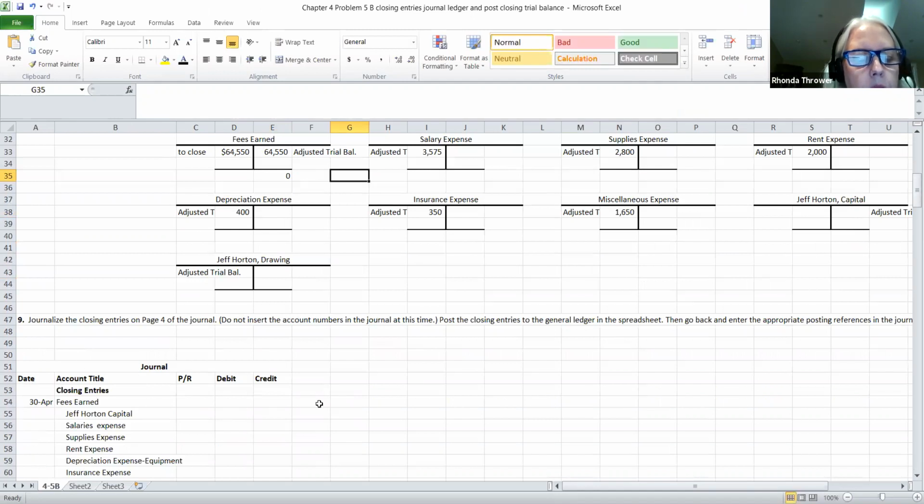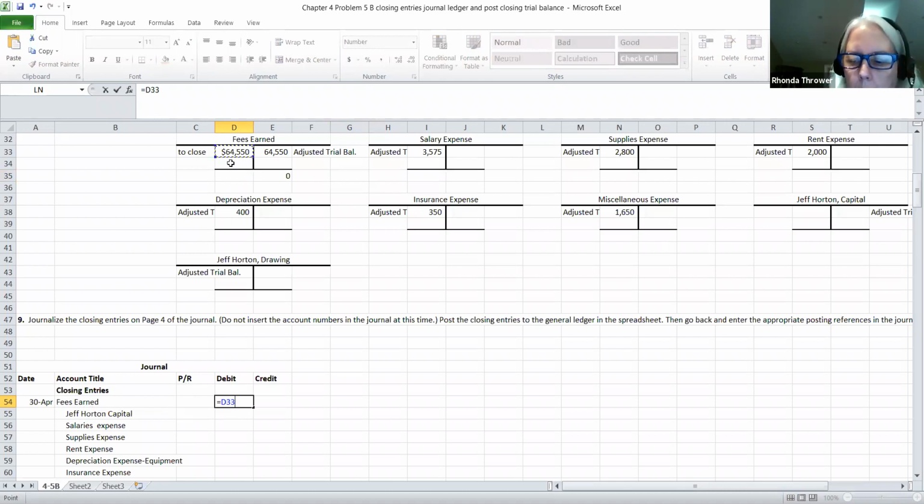This is my example of a journal here. The date that we prepare closing entries is always the last day of the accounting period, and for this problem, it was April 30th. Notice that I've got fees earned here. I've got a place for my post reference, and a place for my debit. My debit will come from the debit that I used to close my T account for fees earned, so I'm just going to enter that on my debit side.